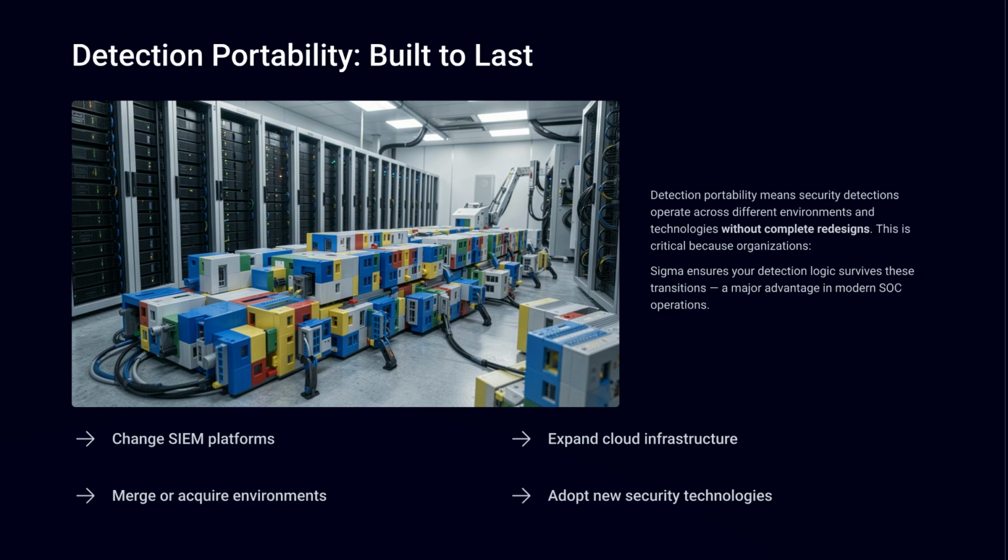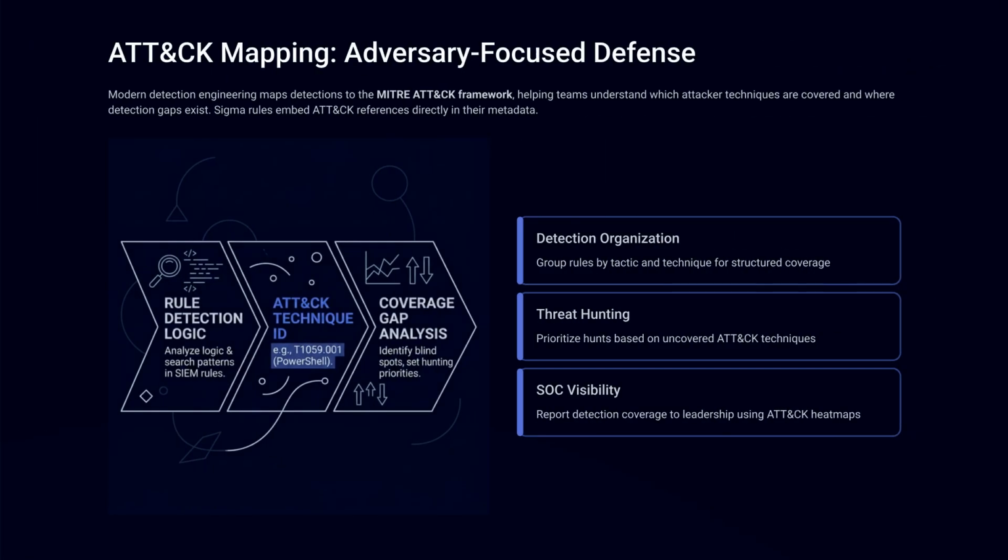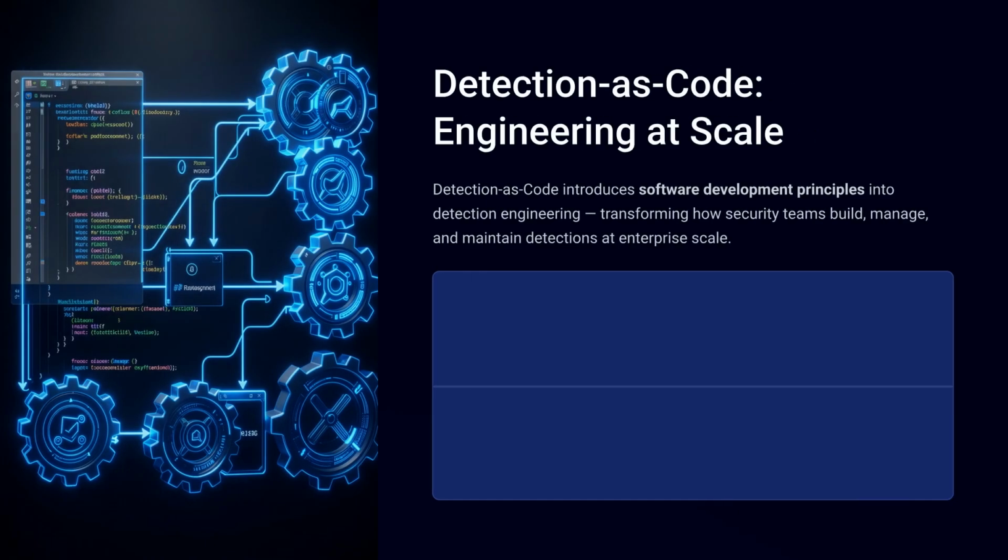Sigma rules embed ATT&CK references, linking detection logic to specific techniques like PowerShell. This enables better detection organization, aids in threat hunting by prioritizing gaps, and improves visibility for reporting detection coverage to leadership. Detection as code brings software development principles into security, transforming how teams manage and maintain detections at scale.